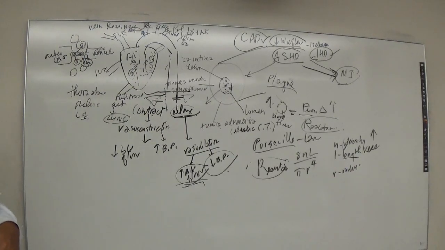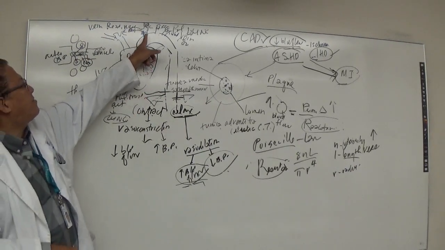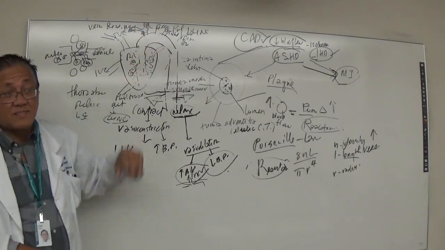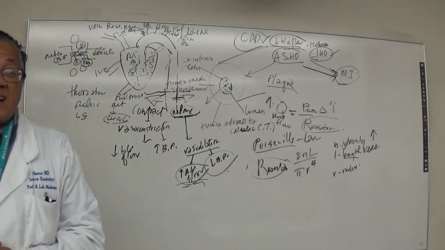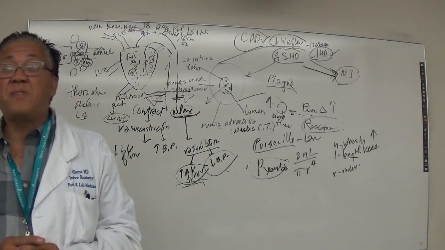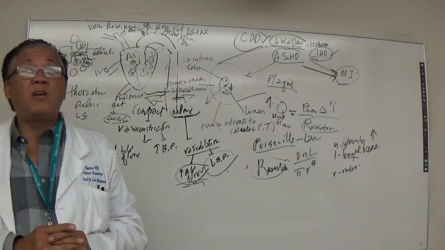You understand? Now, can it travel to the right side of the brain? Yes. It's called cardioembolic stroke. Cardio means heart. Embolic means it's a traveling clot that came from the heart. Which side of the heart? Left atrium or left ventricle?